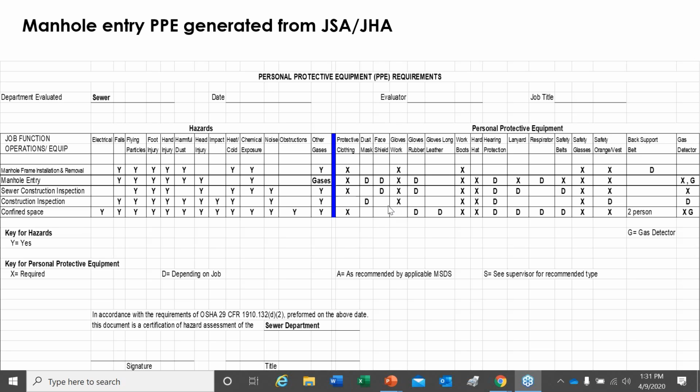And then you would want to make sure that the inspector has protective clothing like Tyvek suits, face shields, rubber gloves, and work boots. All of this would be generated from your JSA, JHA. And then in the end, there's the one with gas, special things that are needed, and that would be a gas detector that you would have to have, and you'd have to have special training for that also. So this would help your departments to identify what jobs were hazardous and what would be needed.